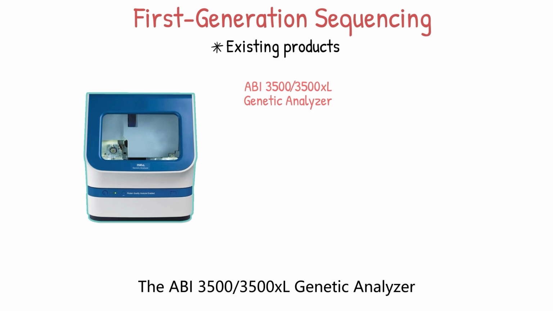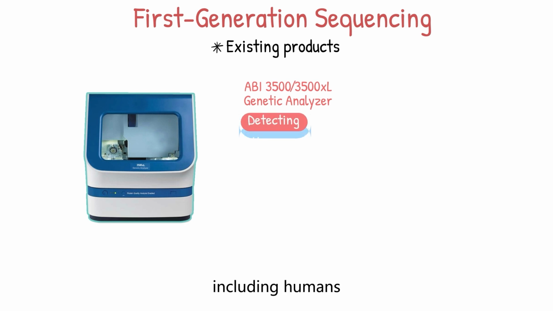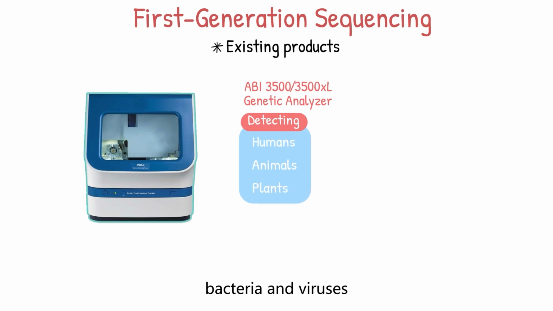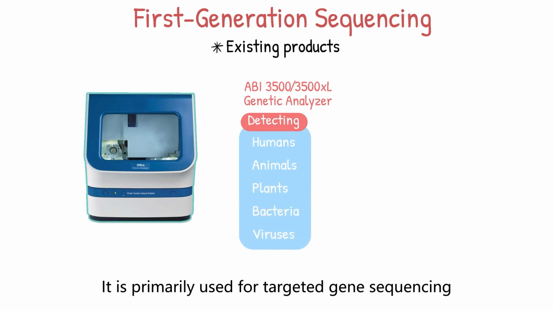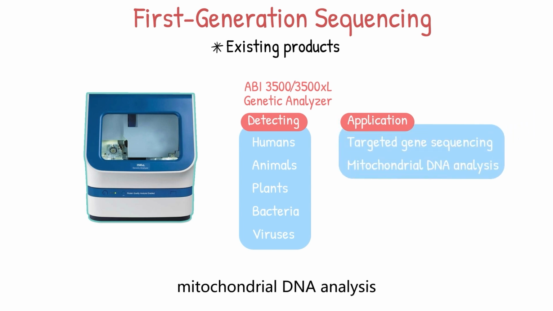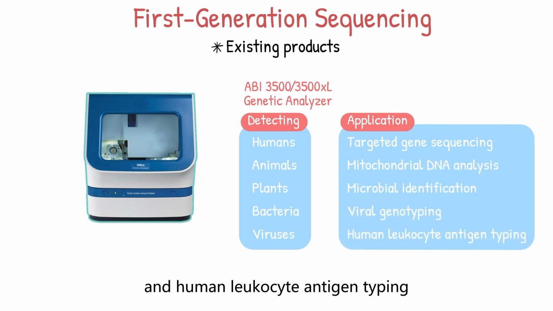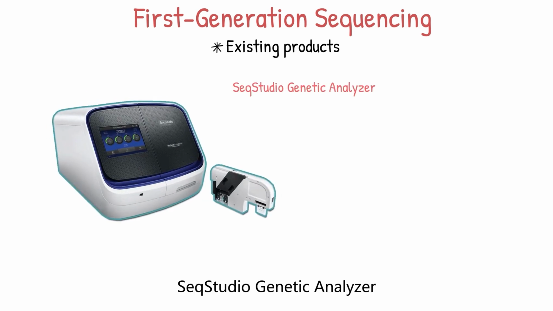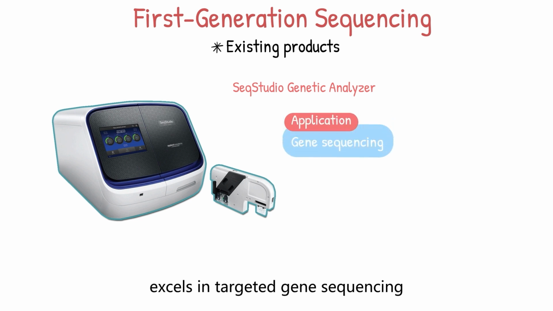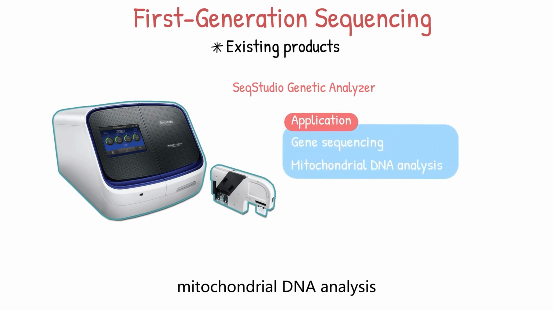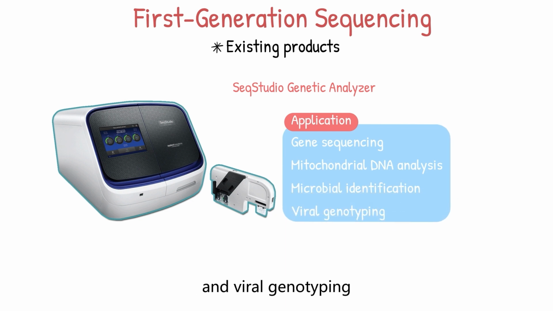The ABI 3500/3500XL Genetic Analyzer is a versatile Sanger sequencing platform capable of detecting various genomes from different organisms, including humans, animals, plants, bacteria, and viruses. It is primarily used for targeted gene sequencing, mitochondrial DNA analysis, microbial identification, viral genotyping, and human leukocyte antigen typing. SeqStudio Genetic Analyzer. This user-friendly instrument excels in targeted gene sequencing, mitochondrial DNA analysis, microbial identification, and viral genotyping.